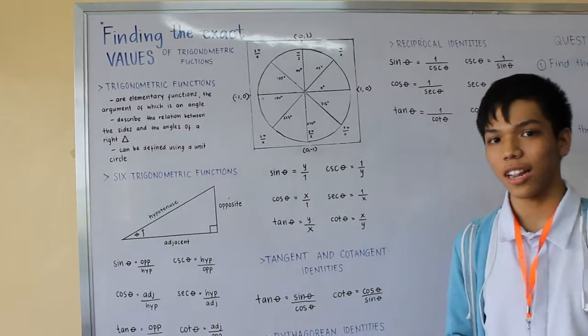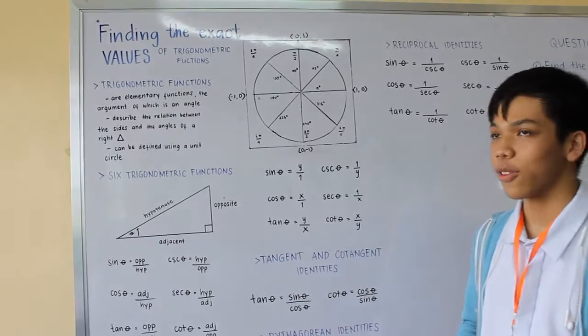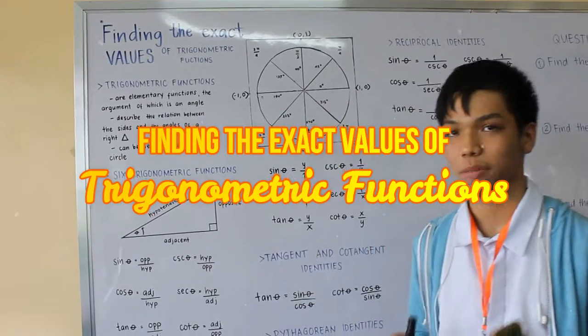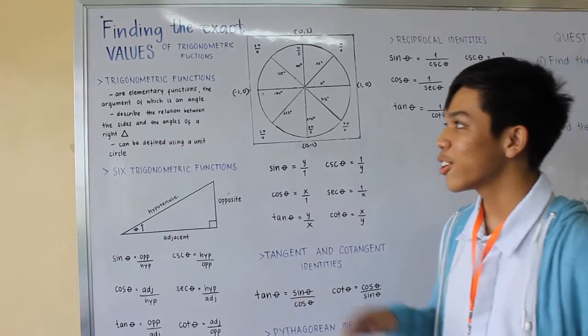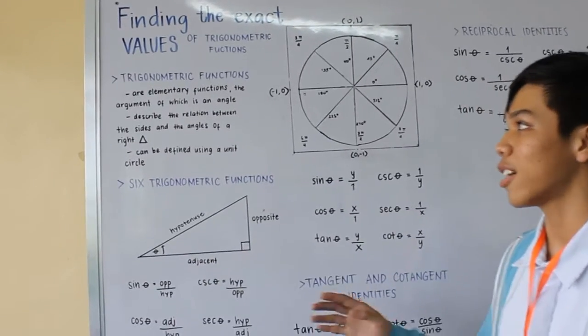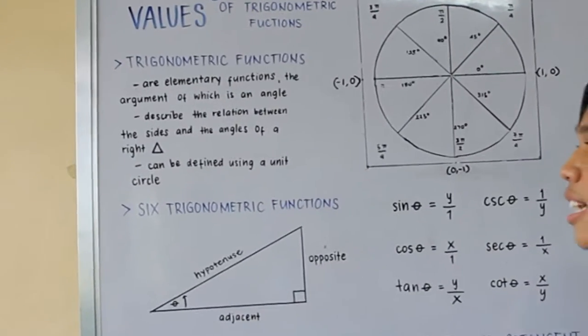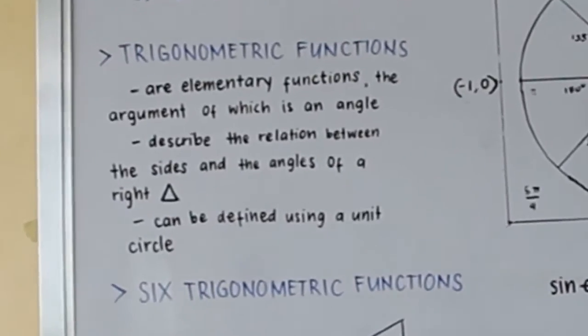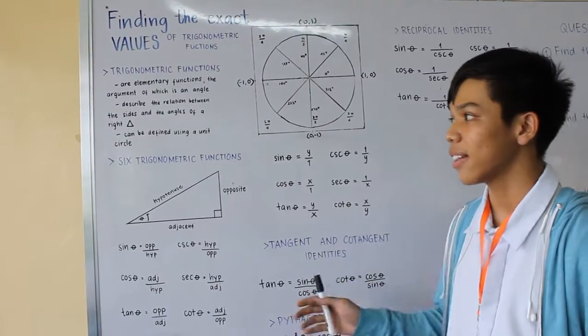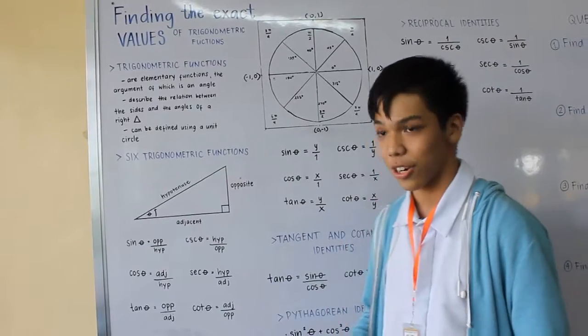So in this tutorial, we're gonna teach you how to find the exact values of trigonometric functions. Trigonometric functions are elementary functions, the argument of which is an angle. They describe the relation between the sides and the angles of a right triangle, and can be defined using a unit circle.